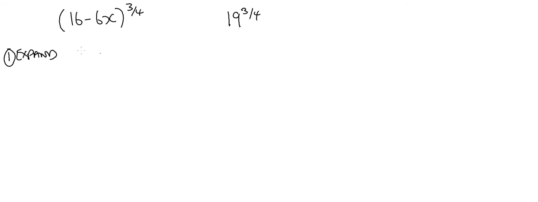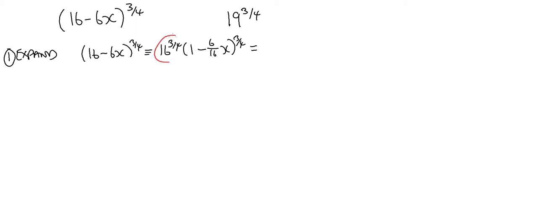expand. Okay, so when we expand, we've got 16 minus 6x to the power of 3/4. We're going to take this out and make it 1 plus x. So then we take out 16 to the correct power: 1 minus 6 over 16x, all to the power of 3/4. Then we work out what this actually is.